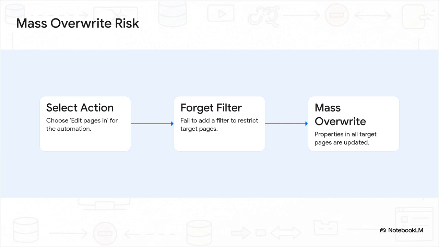Just imagine setting up an automation to rename a task. You miss that one little filter, and suddenly your system defaults to renaming every single page in your massive database to Untitled. Just like that, in a split second, your entire database is wiped of its unique names. It is an absolute heart-stopping disaster.